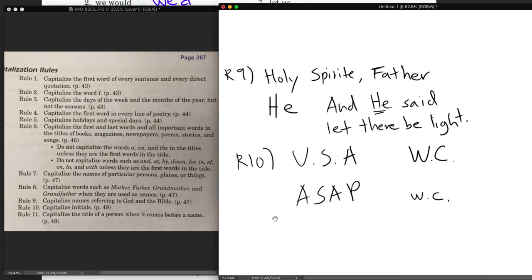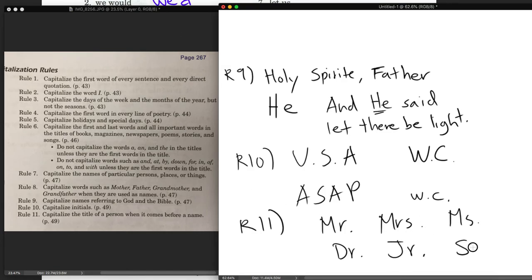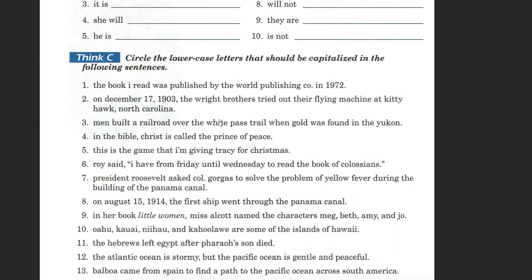All right. Rule number 11: capitalize the title of a person when it comes before a name. Things like Mr., Mrs., Miss, all those need to be capitalized. Doctor, yeah. All right. Or like Junior, Senior, needs to be capitalized. The first letter. Let's go over the worksheet.